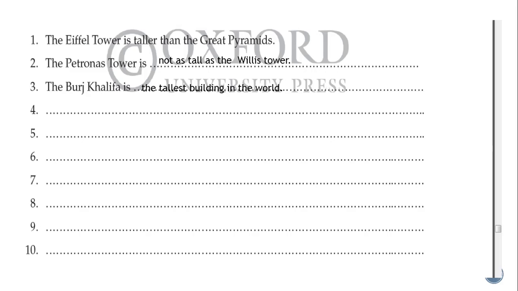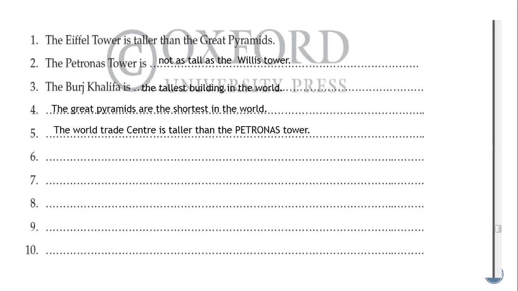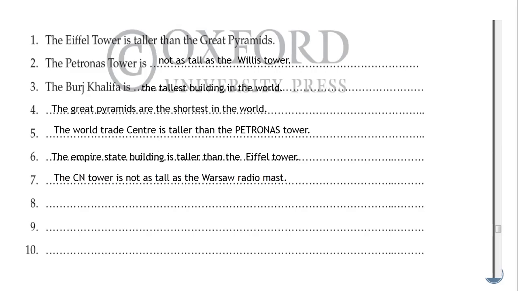Burj Khalifa. Now you know that the Burj Khalifa is the tallest building in the world. Next sentence. The Great Pyramids are the shortest in the world. So if you are showing the superlative degree, you will use est and the. Next one. The World Trade Center is taller than the Petronas Tower. So the World Trade Center is taller. Next one. The Empire State Building is taller than the Eiffel Tower. The CN Tower is not as tall as the Warsaw Radio Mast.